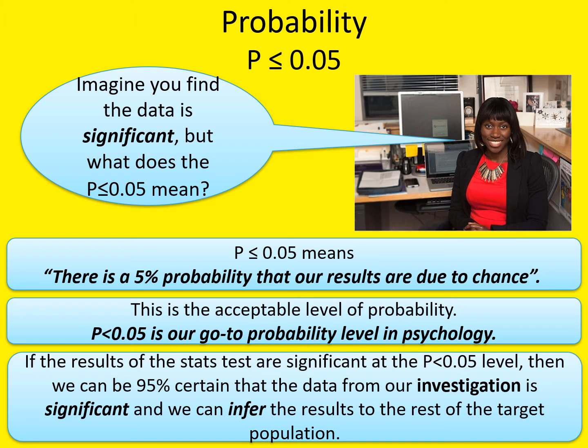So probability means that although our results are significant, we accept that there's a probability that the results may be due to chance. And in psychology, the 0.05 level is acceptable for us. So if the results of the stats test are significant at the p is less than 0.05 level, then we can be 95% certain that the data from our investigation is significant, and that means we can infer the results to the rest of the target population.